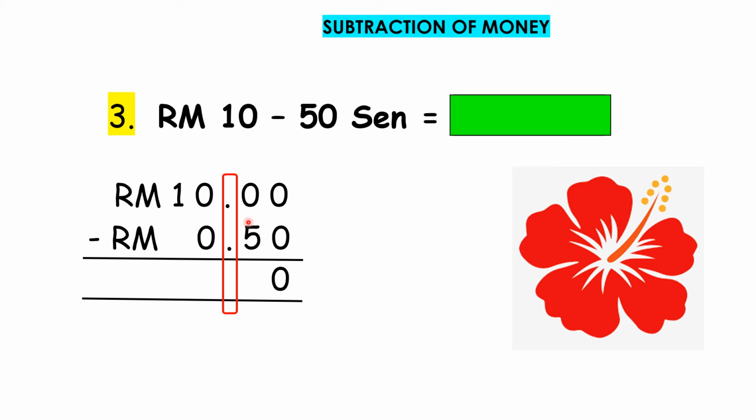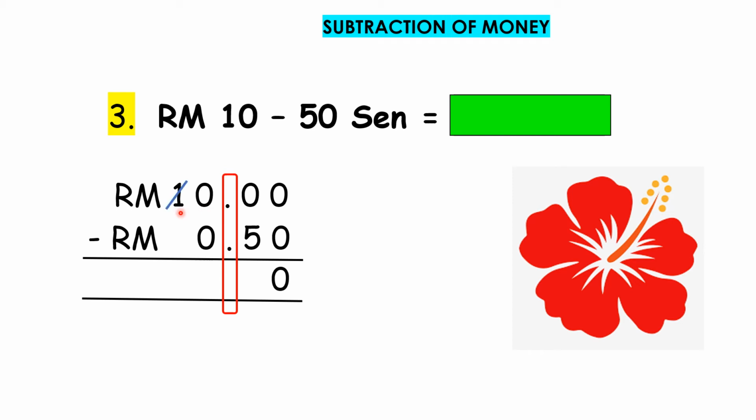Okay, so 0 minus 5 cannot, because 0 is smaller than 5. So we have to borrow. So we have to borrow from 1. We can't borrow from this 0 because it is 0. So we have to borrow from 1 first.